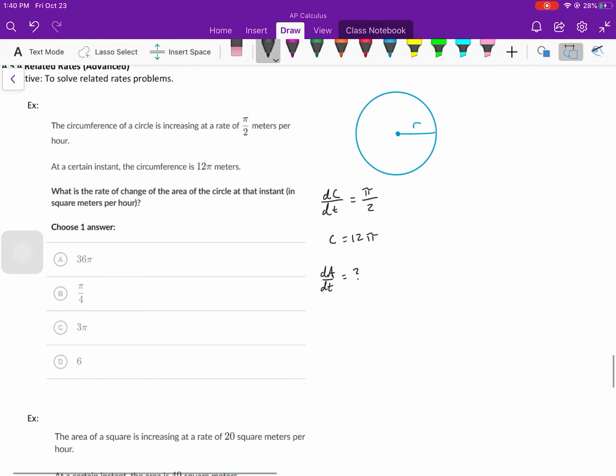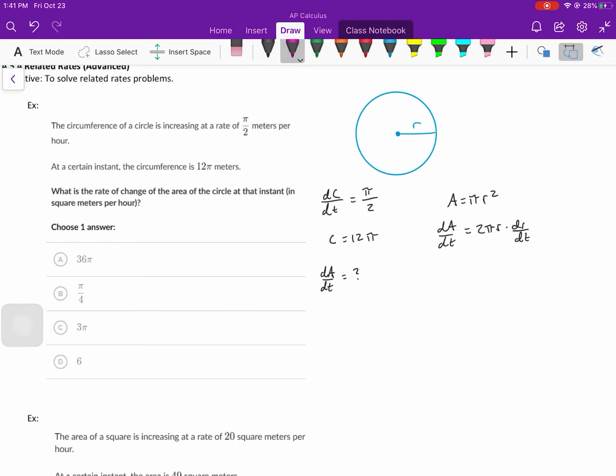At that very instant. So, what's the area of a circle? Pi r squared, so dA/dt is 2 pi r times dr/dt. So let's see what information we have so far. We know circumference is changing at pi over 2, so the derivative of c with respect to time, we know that. But we don't know the derivative of the radius with respect to time. We also know the circumference, but we don't know, once again, the radius. So let's start with that radius.